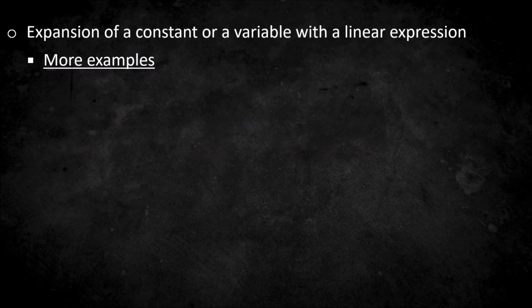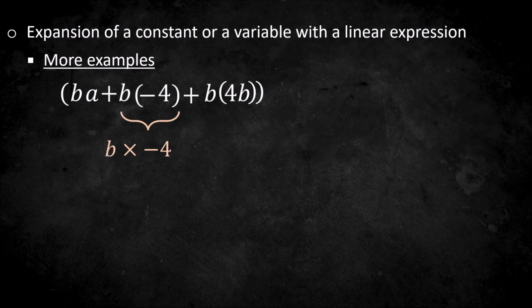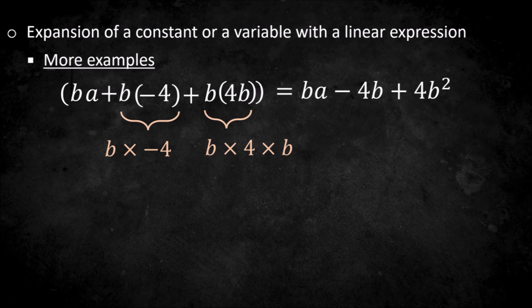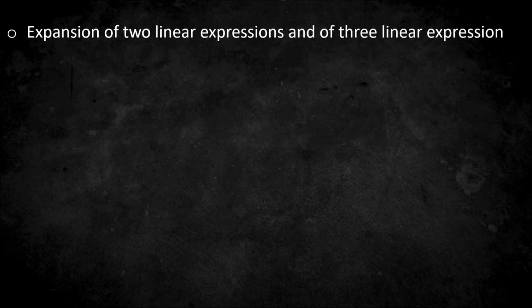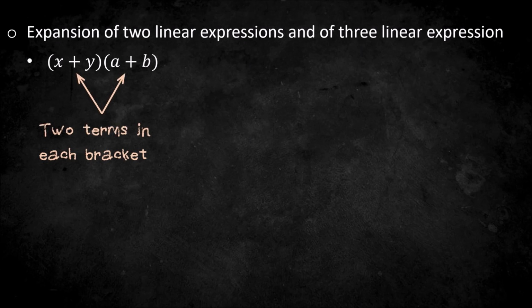The next expansion involves the variable, b, and the linear expression, a minus 4 plus 4b. By multiplying the variable, b, with every term in the linear expression, the result is ab minus 4b plus 4b squared. In the next segment, we will look at the expansion of two linear expressions followed by the expansion of three linear expressions. For the expansion of two linear expressions, each with two terms.